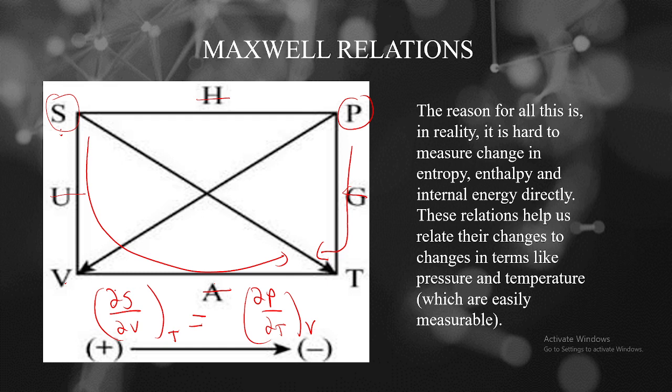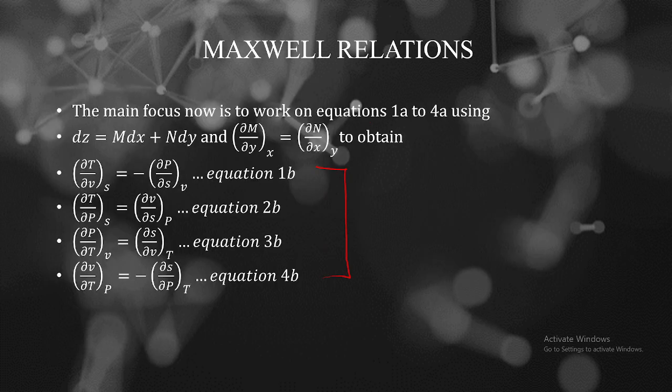Oh, sorry, I forgot to even mention this. So we did del S, del V at constant T. Once again, it ends at an arrowhead, so this will be negative. And then we did del P, del T at constant V, ends at an arrowhead, so this will be negative. So negatives can actually cancel out. So we are going to have equation 3b from what we just did.